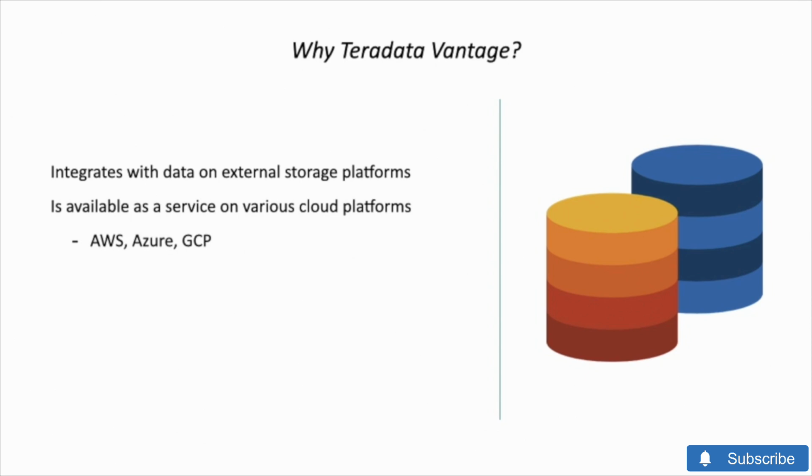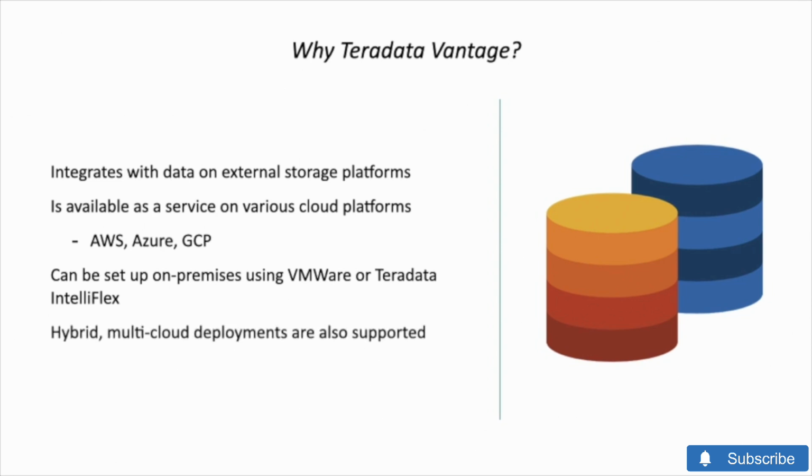Beyond that, Vantage is available as a service on all of the major cloud providers: AWS, Microsoft Azure, and the Google Cloud Platform. Furthermore, it can also be set up on premises using VMware or Teradata IntelliFlex. And in fact, in the demos of this course, we will be setting up Teradata with VMware. Furthermore, hybrid setups as well as multi-cloud deployments are also available when using this database. All of these features give you some idea of why Teradata Vantage has had a loyal user base for decades.